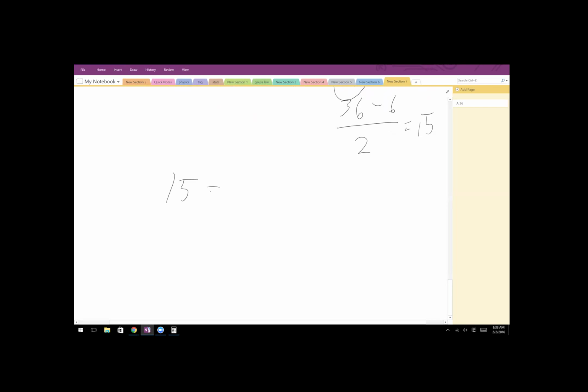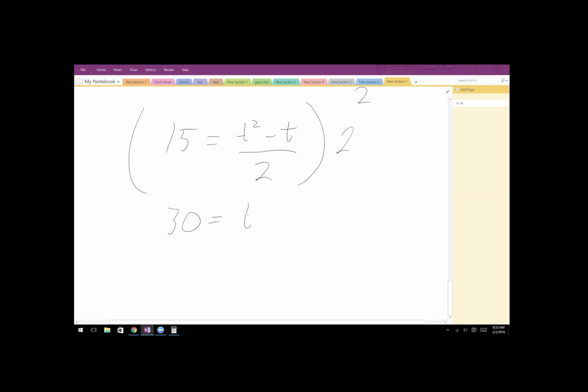So the real thing was 15 is t squared minus t over 2. Well, the first thing I don't like when I have an equation is to have a fraction in it. So how can I get rid of that 2? I'll multiply both sides by 2. So on one side, I'm going to have 30. On the other side, the 2 just goes away.